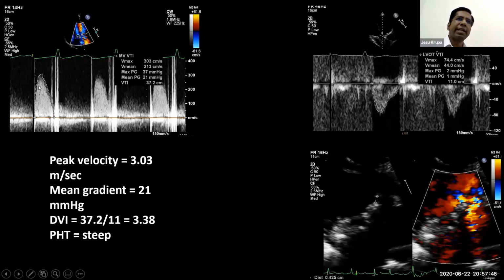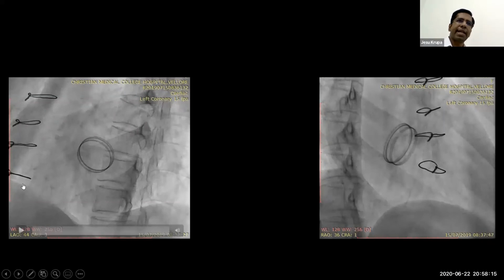So by looking at this, just by seeing a gradient of 21, we should not immediately say there is prosthetic valve obstruction. We should make an attempt on echo to see what the movement of the disc is like. What is the VTI? What is the DVI? What is the mean gradient? What is the pressure half time, most importantly? And if we see a pressure half time like this, then we should think in terms of regurgitation, actively look for it, and maybe take help of disc fluoroscopy.